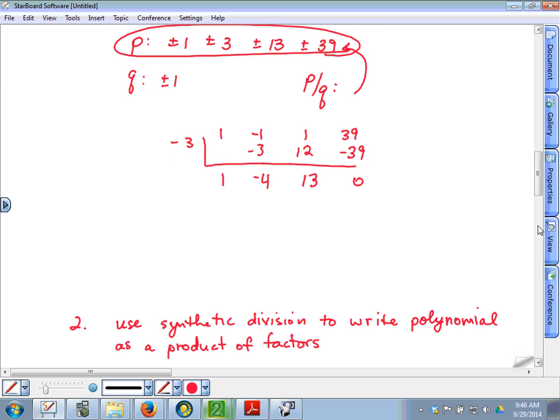This is the important part. Step 2: use the synthetic division to write the polynomial as a product of factors. And it's exactly what I just tried to explain. This remainder of 0 is more significant than just proving that that's a 0.